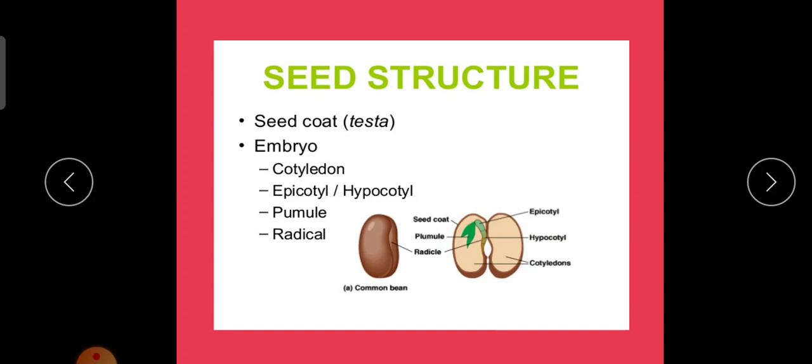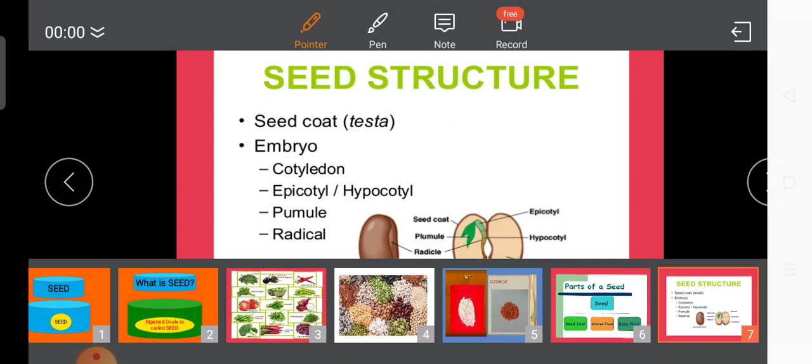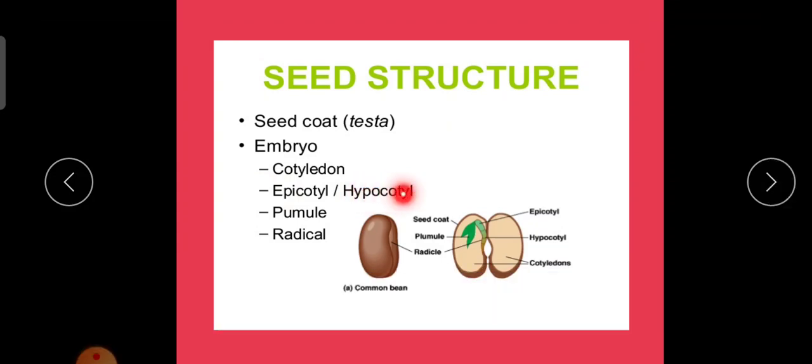And another part of the embryo is the epicotyl. Epicotyl means the region above the cotyledons from where stem and leaves arise. And hypocotyl: hypo means below, cotyl means cotyledons. The region below the cotyledons is known as the hypocotyl. And the third part of the embryo is the plumule. The region where a shoot arises is known as the plumule. And the last one is the radicle of the seed. The radicle of the seed is the part from which the root arises. The root arises from the radicle of the seed, and the shoot arises from the plumule of the seed.